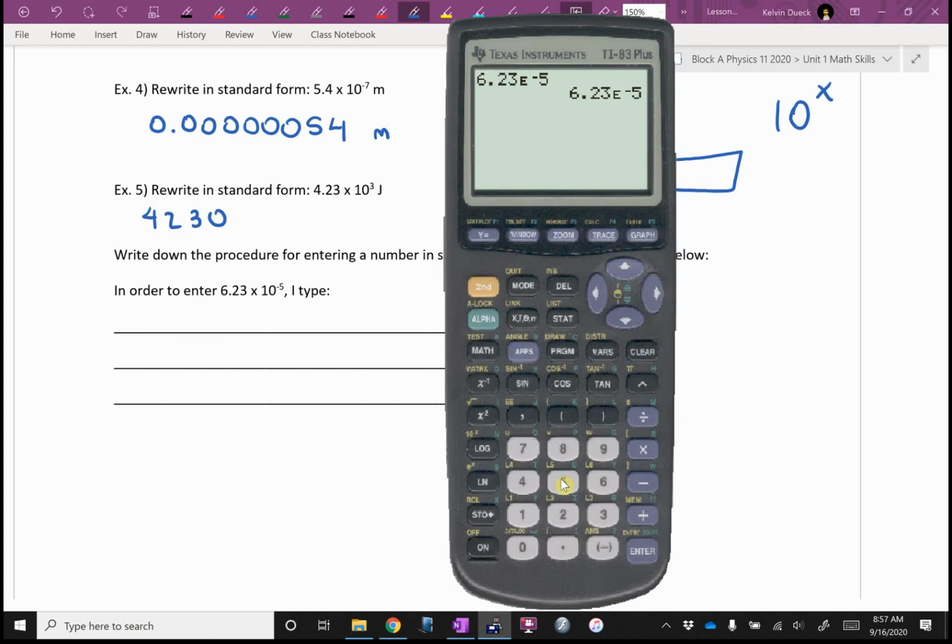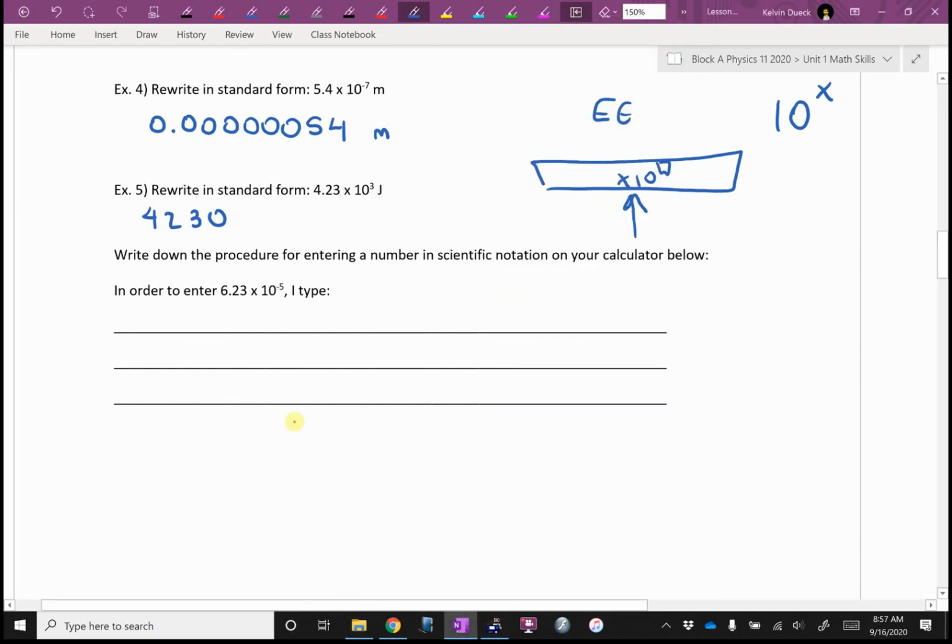So all of you should either have on your screen 6.23 and then whatever symbol your calculator uses for times 10 to the, and then -5, or you might have 0.00004 zeros and then a 6 and a 2 and a 3. Is there anybody that didn't get one of those two options? So you're going to write this here. It says, write down the procedure for entering a number in scientific notation on your calculator below.